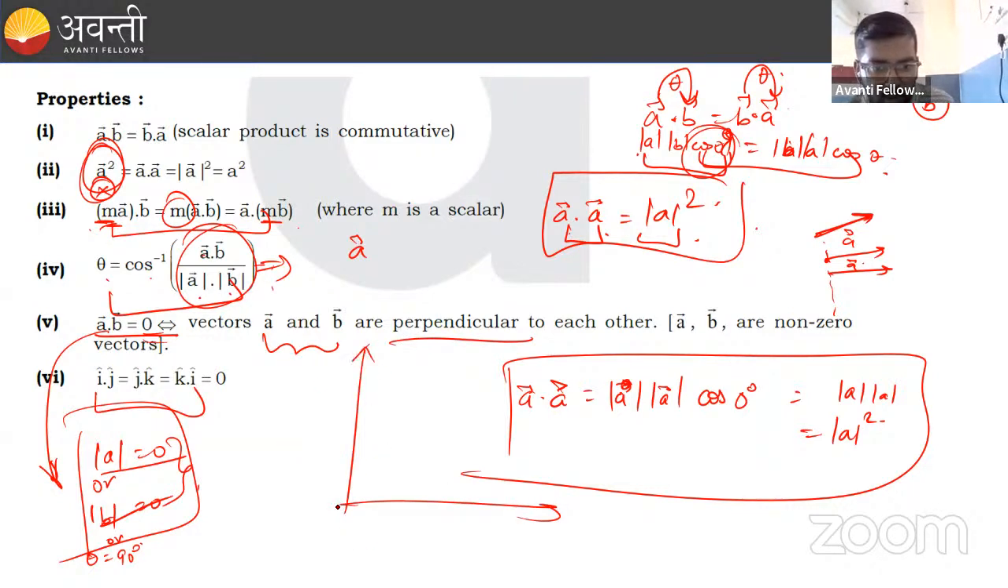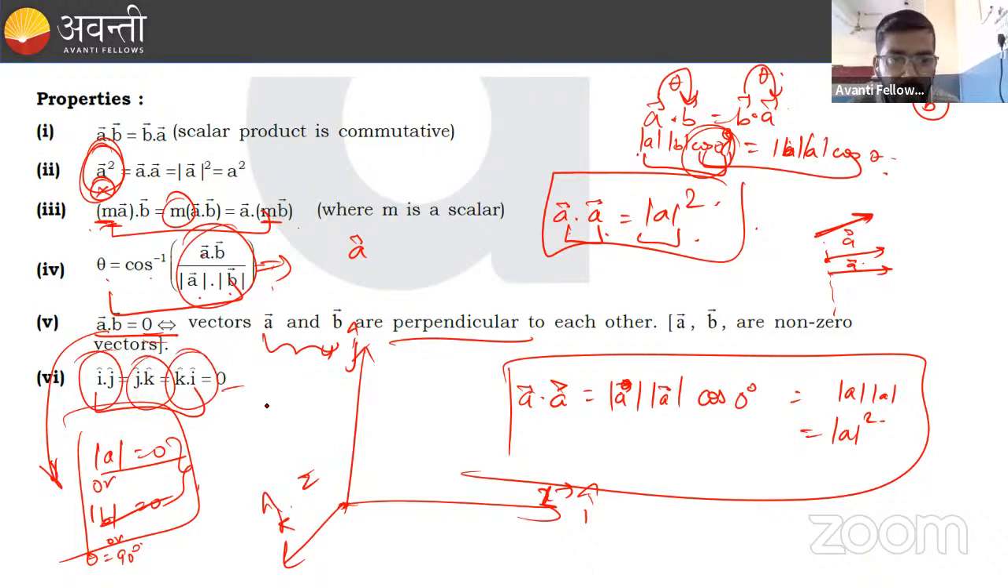Dot product of two perpendicular vectors is 0. So we all know that i cap, j cap and k cap are written for the x axis, y axis and z axis, and x, y, z are perpendicular to each other. So that is why i cap dot j cap is 0, j cap dot k cap is 0, k cap dot i cap is again 0, right? Because these all are perpendicular to each other.